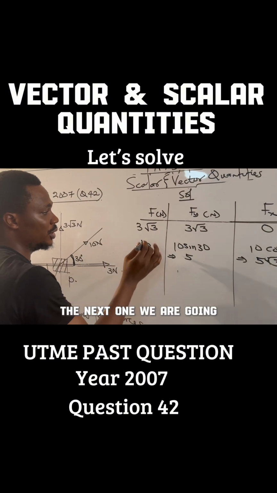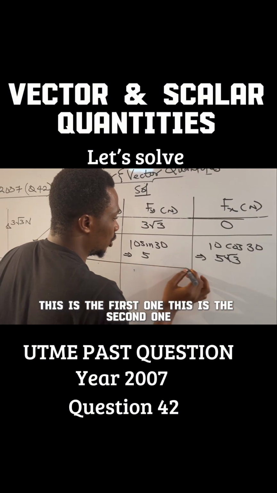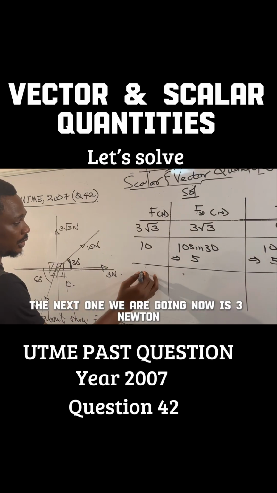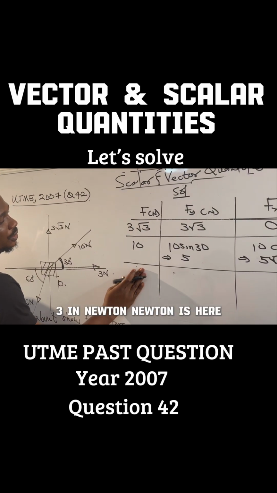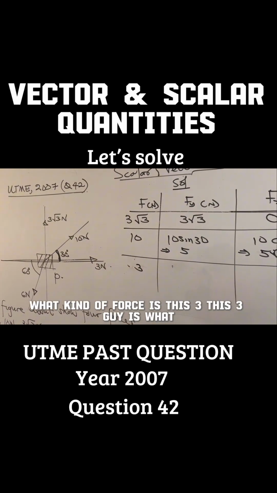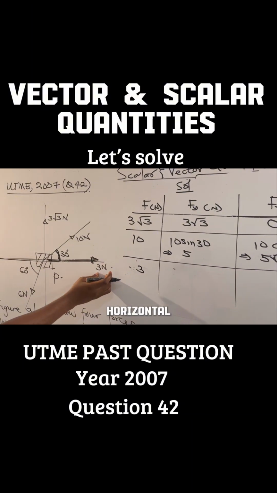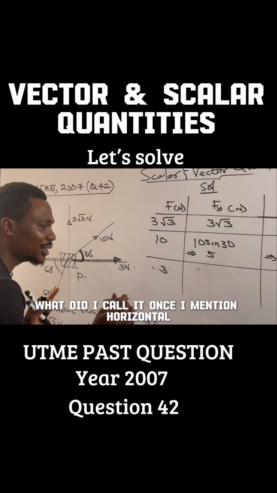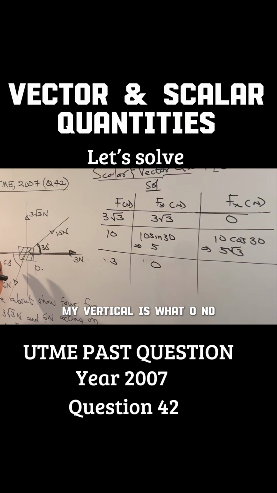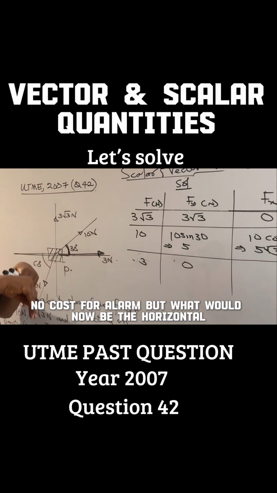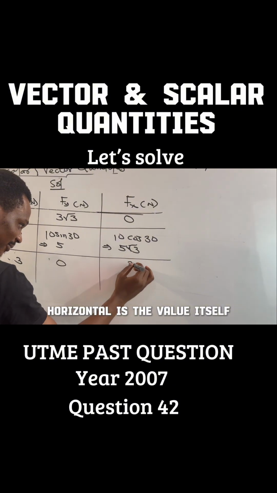The next one we are going, this is the first one. This is the second one. The next one we are going to now is 3 Newton. What kind of force is this 3? This 3 guy is what? Horizontal. Once I mention horizontal, my vertical is what? 0. No cause for alarm. But what will now be the horizontal? Horizontal is the value itself, 3.